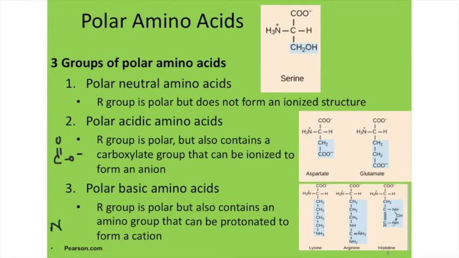Okay, and a polar basic amino acid, your R group contains an amino group. Okay, so you have a nitrogen on there. Your nitrogen has a lone pair of electrons that can accept a proton, and so when it accepts a proton, you will form a positive cation. Okay, and so that would make it basic. So basic polar amino acids form positive cations, and acidic amino acids form negative anions.